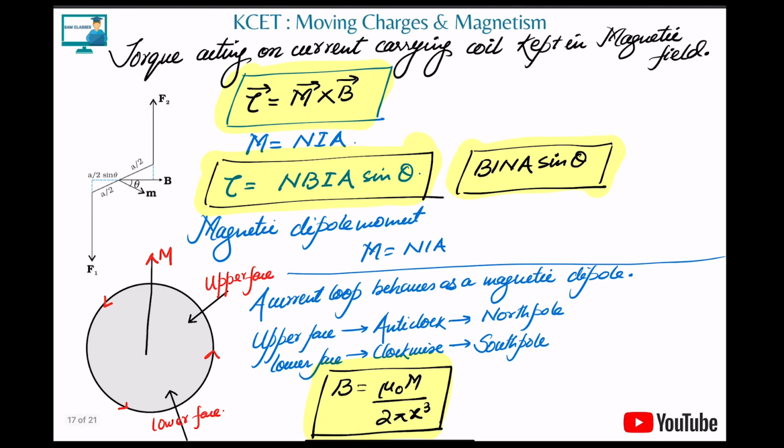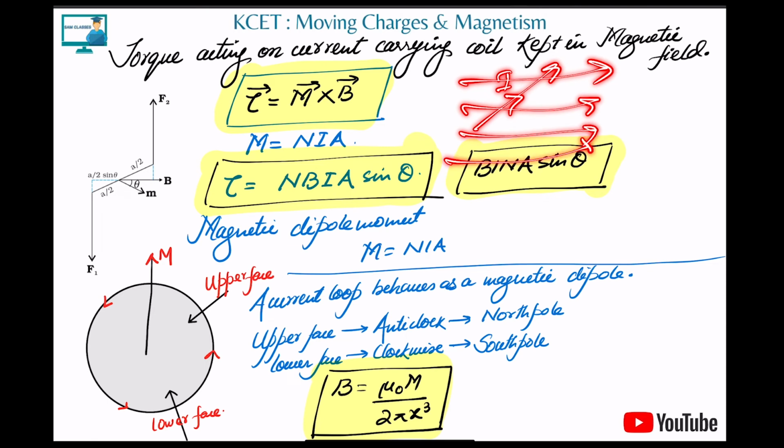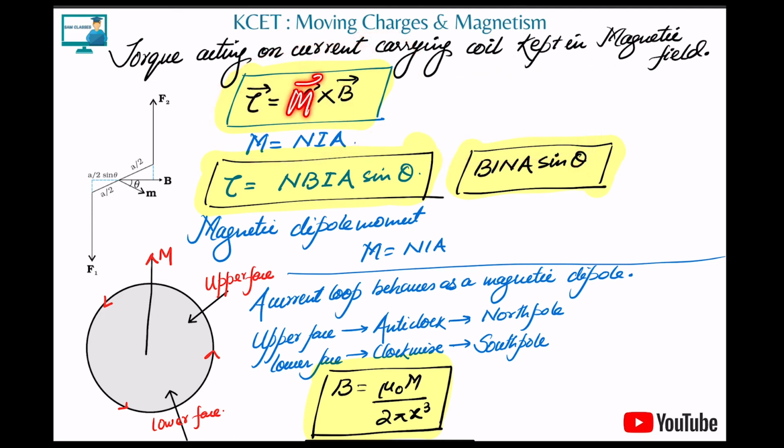Clear? Now next is the torque acting on a current carrying coil. Once you keep a current carrying coil having current I in a magnetic field, it will experience a torque. What is the formula of torque? In the electric field, we have read p vector cross E vector. So here in the magnetic field, it will be the magnetic moment, the dipole moment, crossed with the magnetic field. That's it. M vector cross B vector.